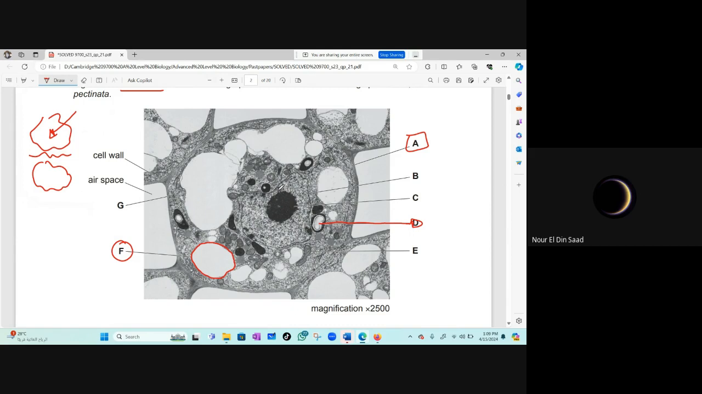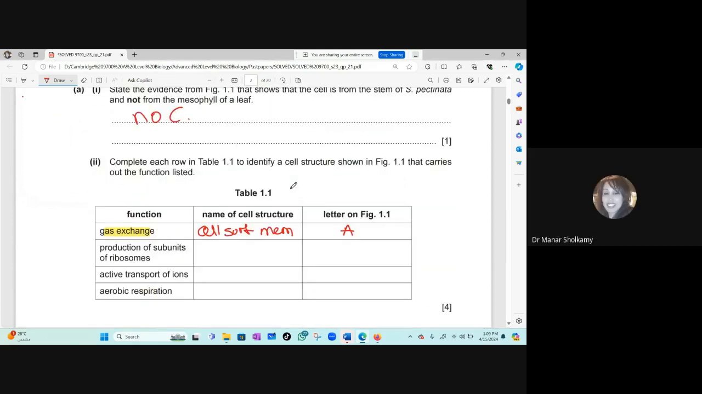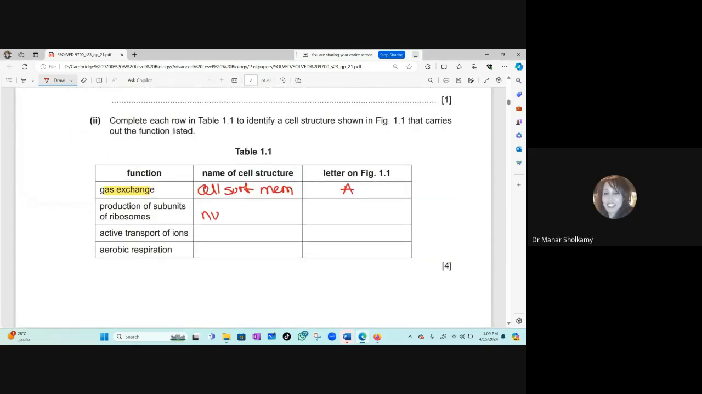Nucleolus. Not the nucleus, no. Something inside the nucleus: nucleolus. Which letter is it? Nucleolus is C. Okay, so this is the nucleolus. Nucleolus, I think this is with a U. And the answer is C.